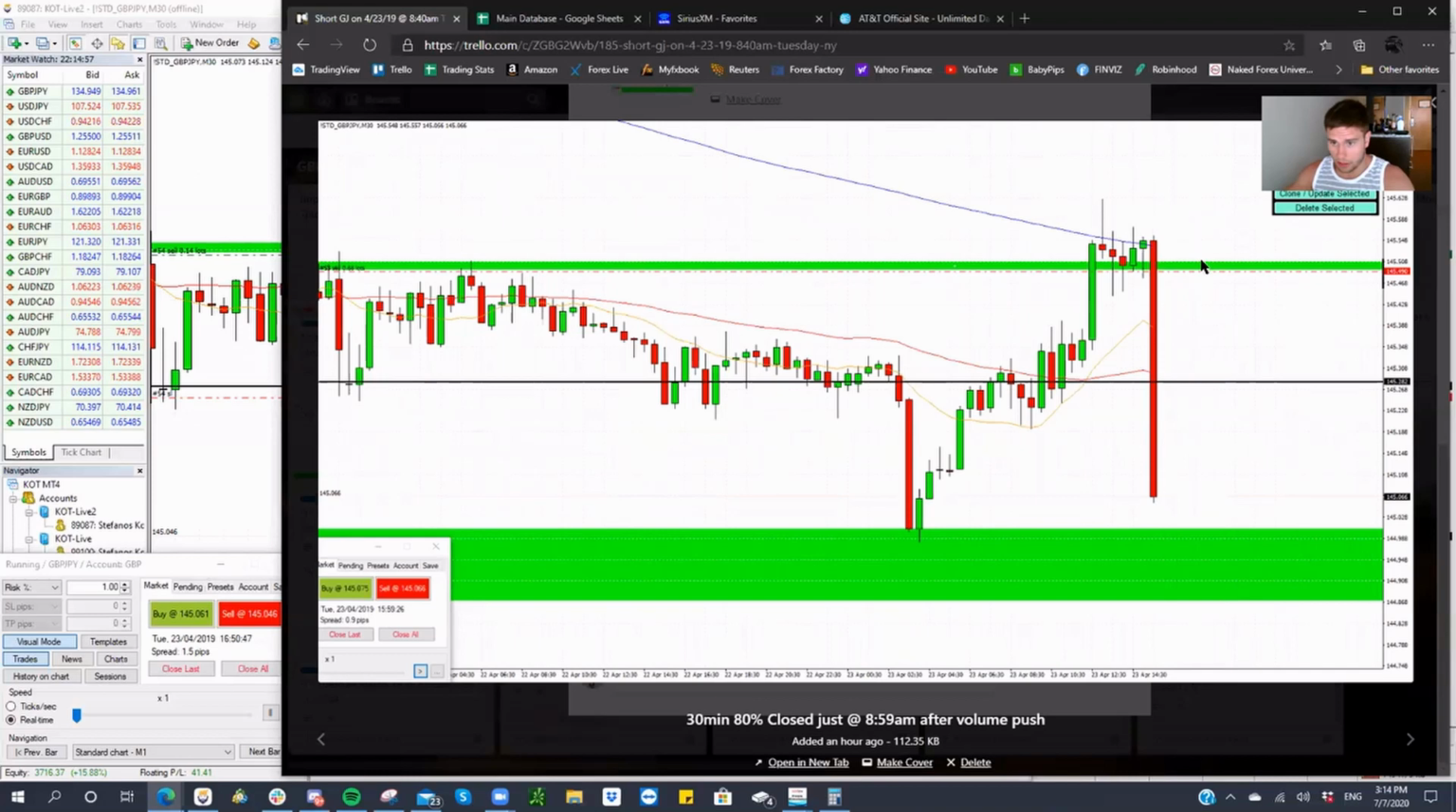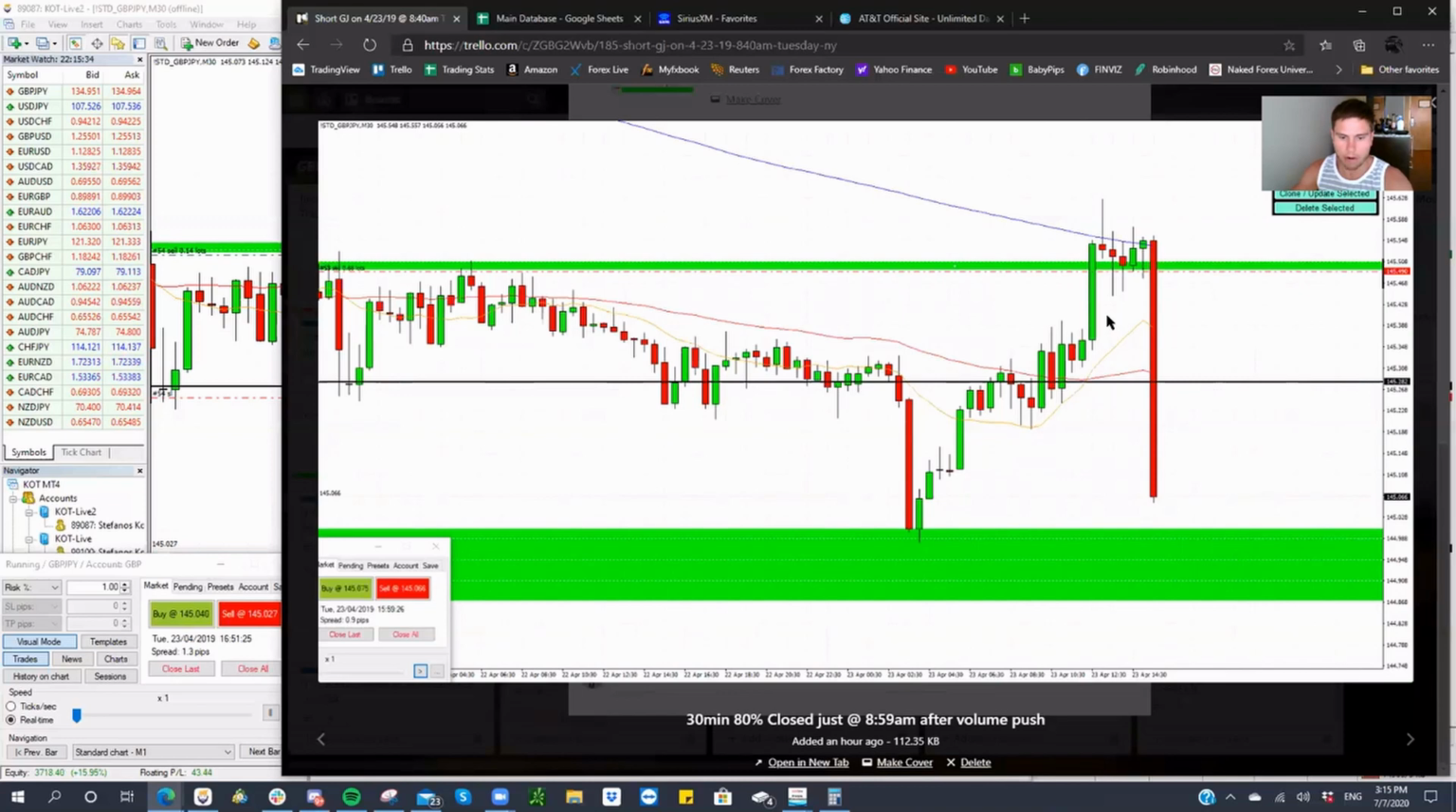Now, this is the 30-minute. Price ended up making this strong push down, rejected, did not care about this area over here, and ended up just pushing right through. This is at 8:59 a.m. So as I said, before the 1 hour close, I secure profits. 30-minute time frame, 80% close just at 8:59 a.m. after a huge volume push. So I closed 80% of that other position after closing the original first position, 9.9 pips in profit.